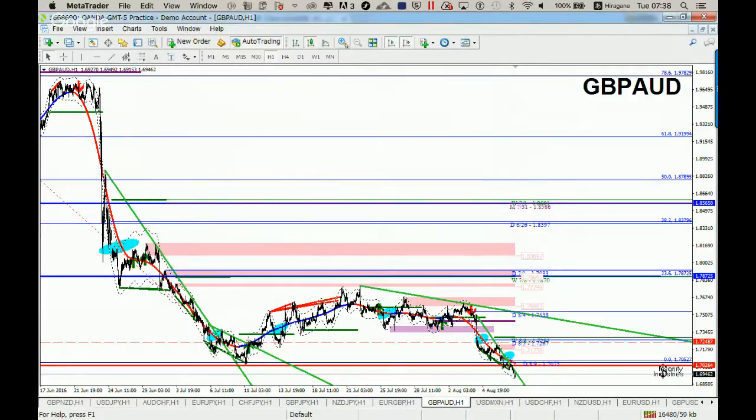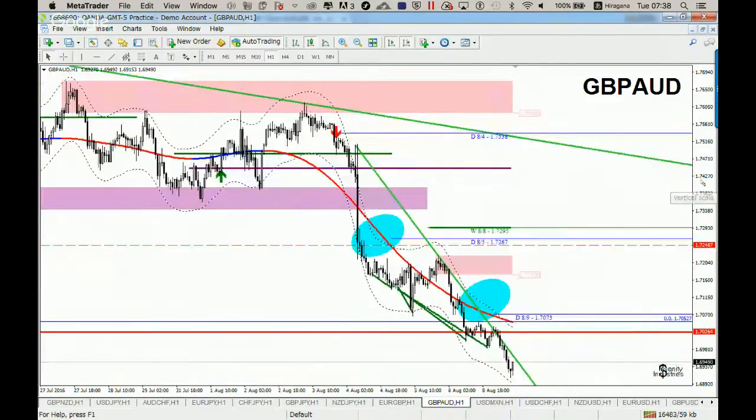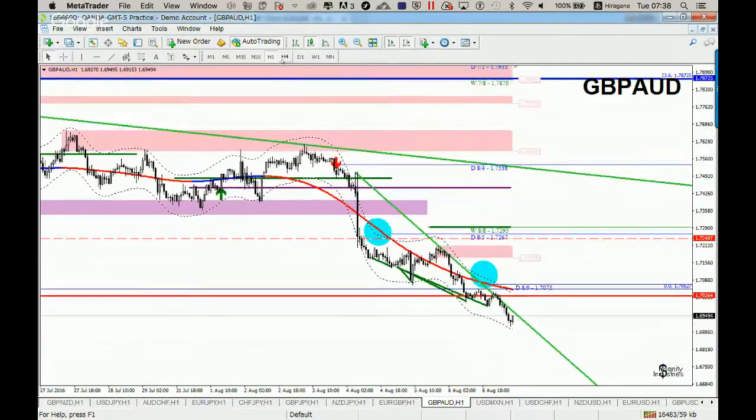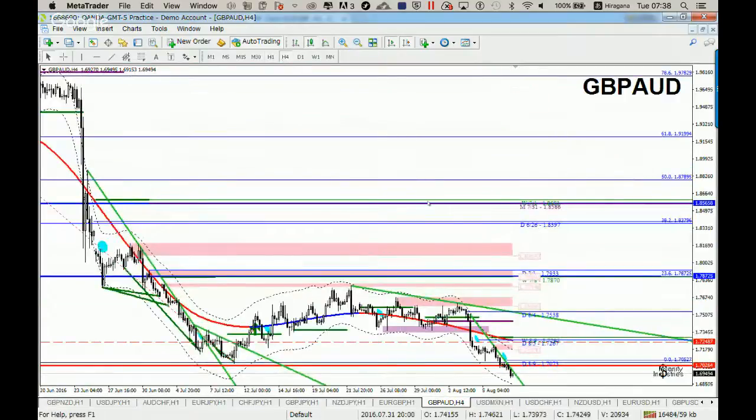So we took a small loss on that. That's okay. My view on this is still long term. I want to get back to this July monthly pivot.